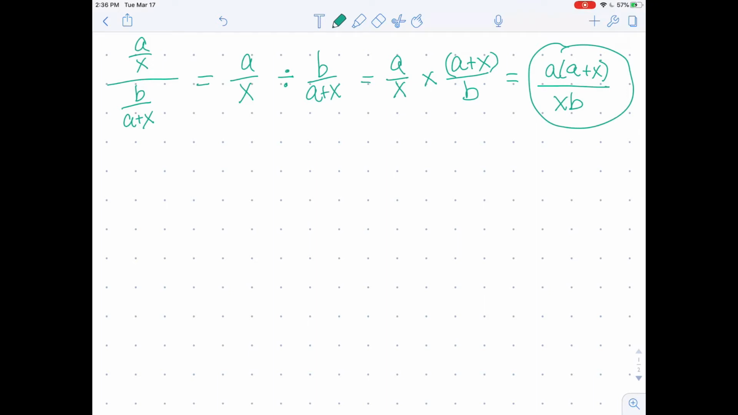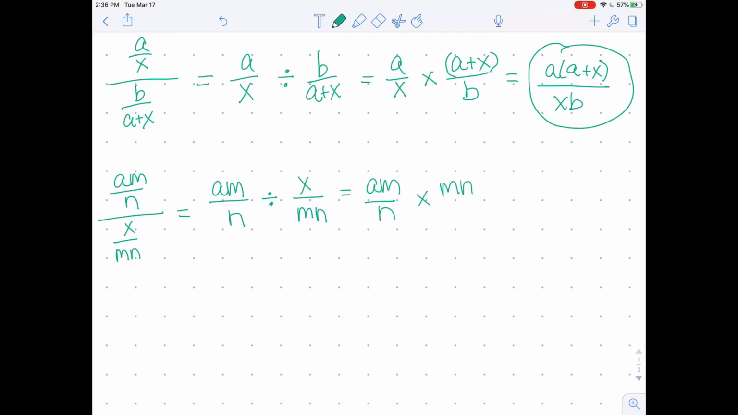We've got am over n divided by x over mn. So we're going to rewrite that as a division problem: am over n divided by x over mn. Then I need to flip over the second fraction, and change division to multiplication. Okay, now there's a couple things that happen here.